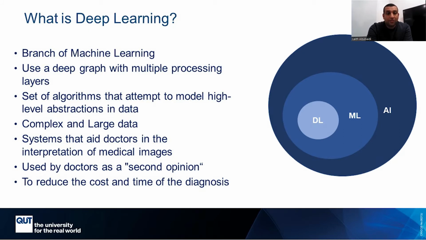And these deep learning systems help in terms of giving a second opinion to the doctors. Having two opinions on a task or on a case is better than having one opinion. So these algorithms help in terms of reducing the cost and the time of the diagnosis.